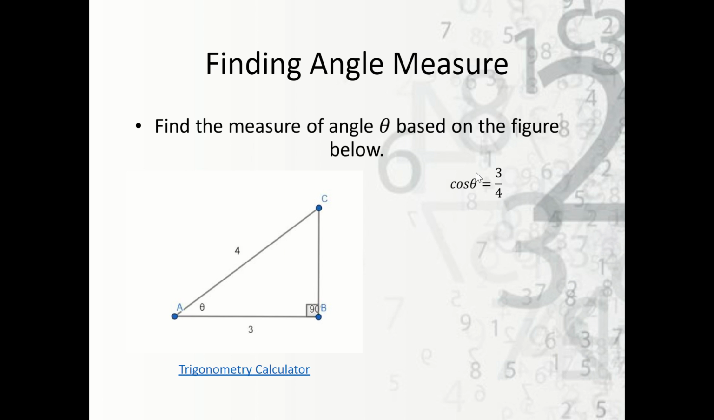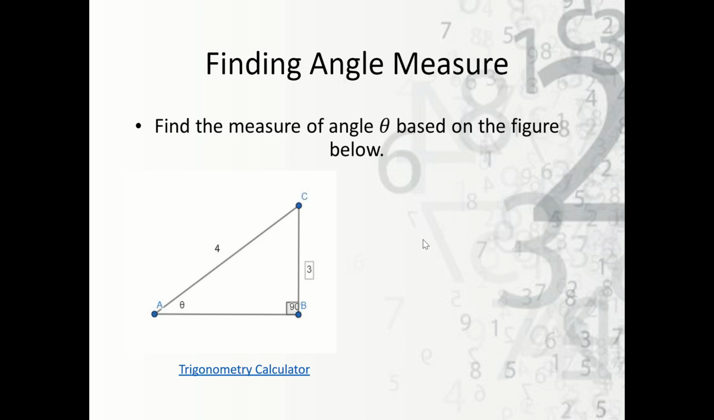Now, we can't solve for theta necessarily, so we need to go ahead and use our inverse cosine now. So we're going to change this to say inverse cosine of 3/4 is equal to theta. Now we can just plug this part into our calculator. So we're going to enter inverse cosine of 3/4 into our calculator. There's a link here that takes you to the calculator. And when we enter that in, we should see that it's 41.41 degrees.